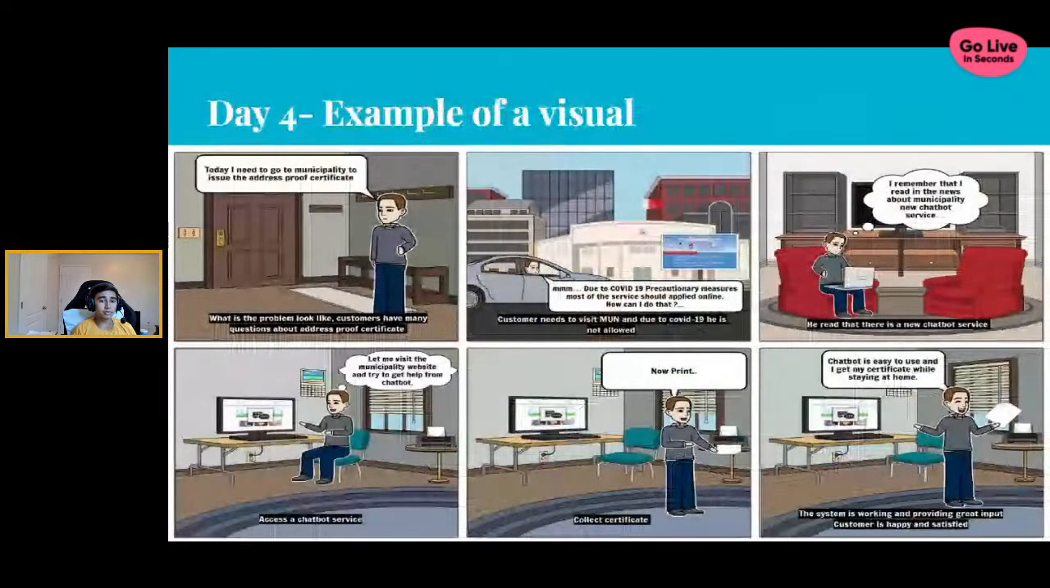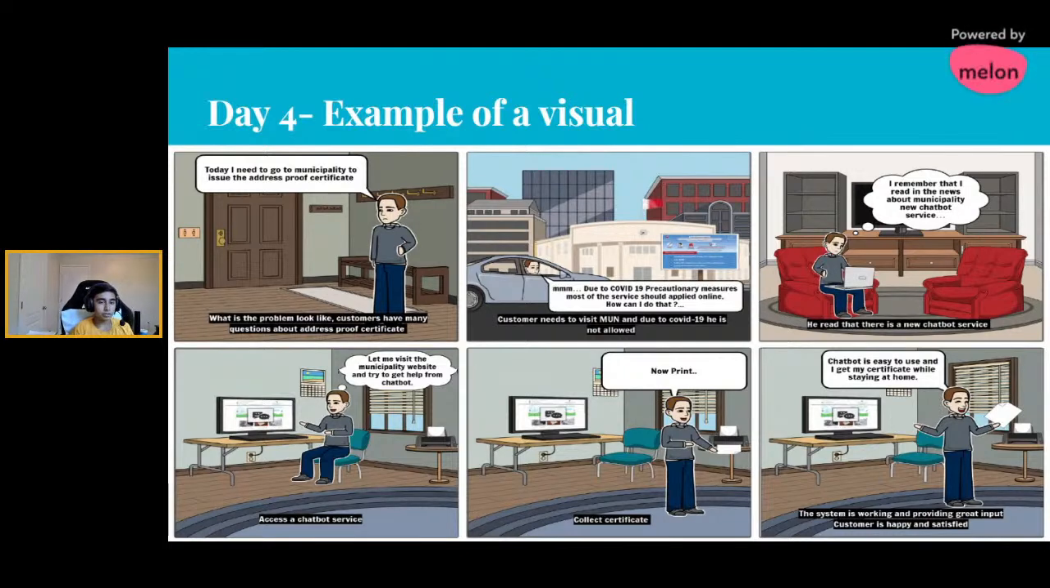All right, now we're on to day 4, the example of a visual. This is a scenario that is built into a comic of a visual. It starts off with a man who says, "Today I need to go to the municipality to issue the address proof certificate." This is the customer who has questions about the address proof certificate and is going to use a product. This is where you want to think about what the problem looks like and what the customer looks like before they use your product.